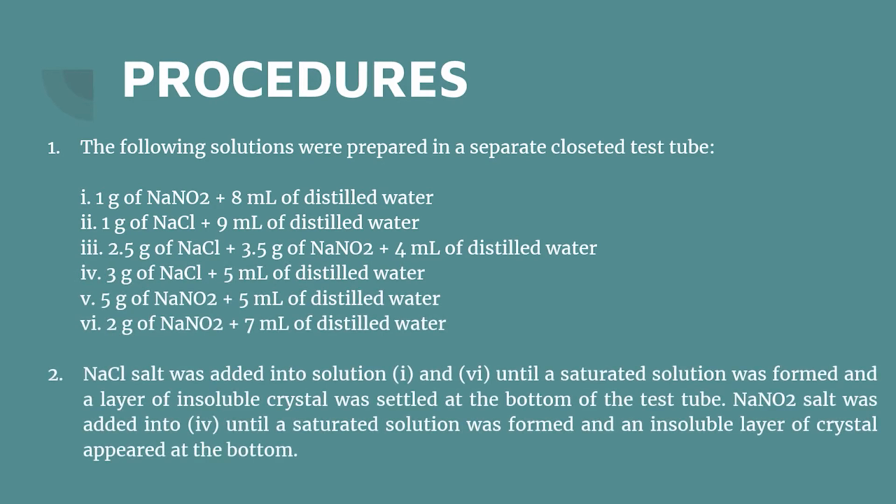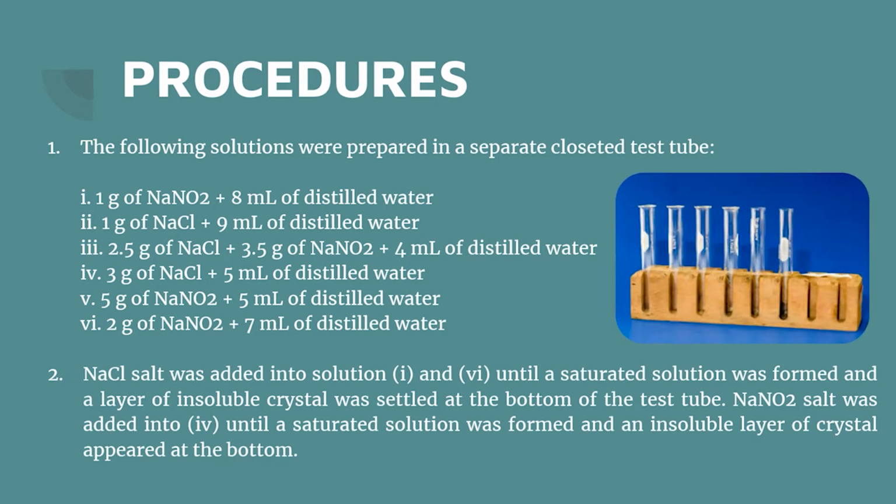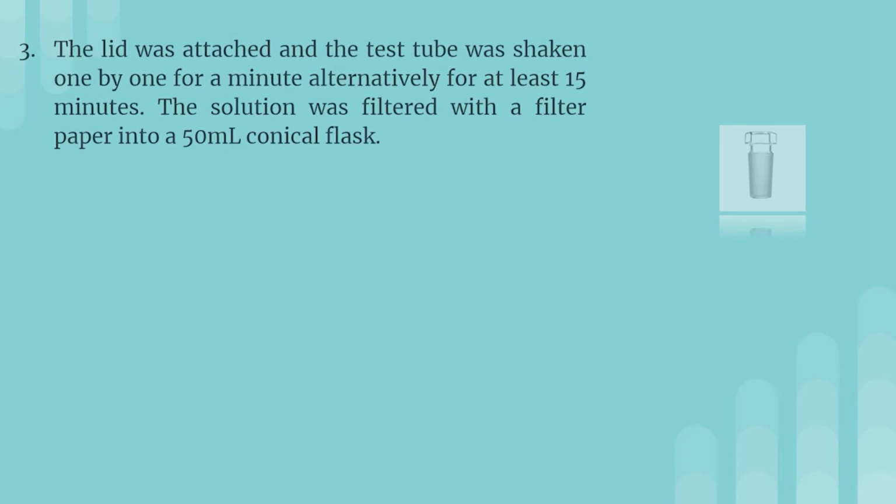Next, NaCl salt was added into solutions 1 and 6 until a saturated solution was formed and a layer of insoluble crystal settled at the bottom of the test tube. Meanwhile, NaNO2 salt was added into solution 4 until a saturated solution was formed and an insoluble layer of crystal appeared at the bottom. The third step, the lid was attached and the test tubes were shaken one by one for a minute, alternately for at least 15 minutes.